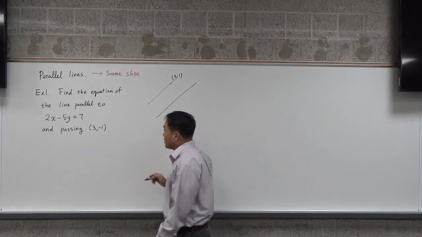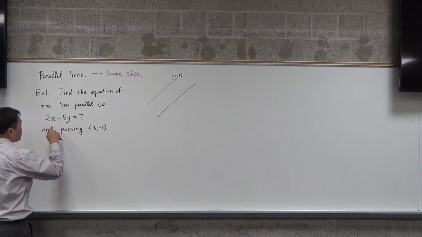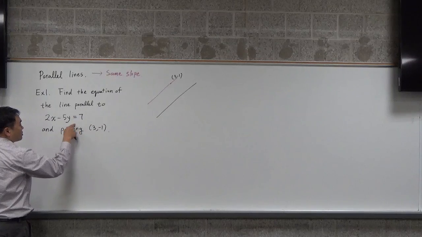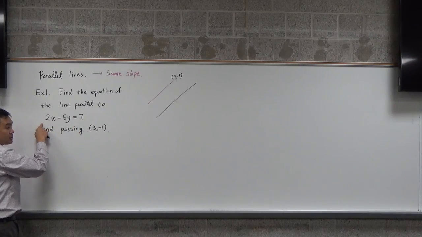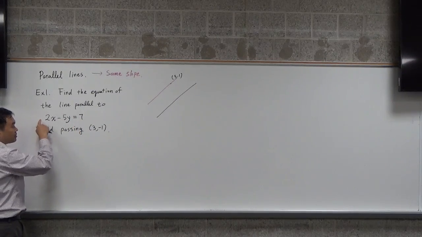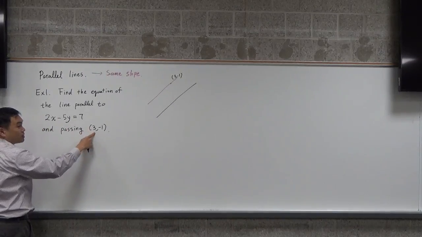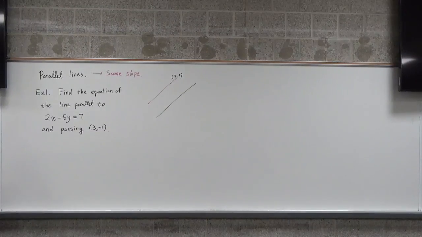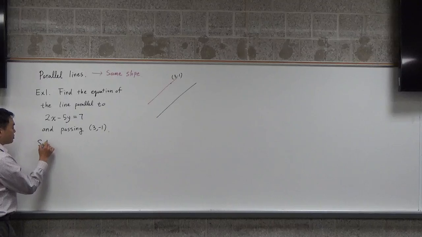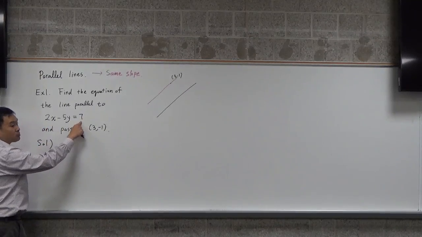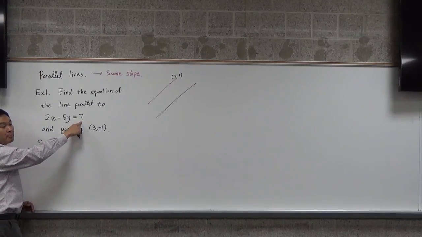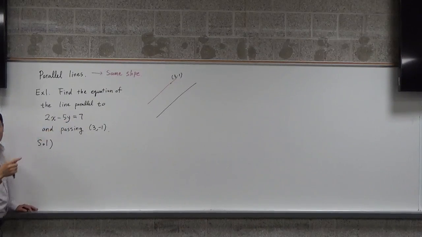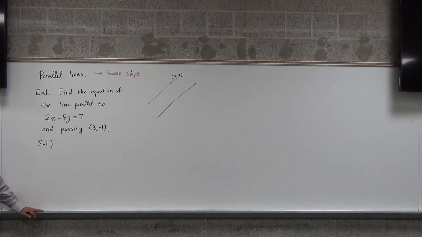So, we will first have to find the slope of this line. And then, if you have the slope and a point, that's going to determine the line, right? So that's the idea. All right, so let's try to solve this. You have to find the slope. How do you find the slope of a given line? You have to solve for y and convert it into slope-intercept form, right?